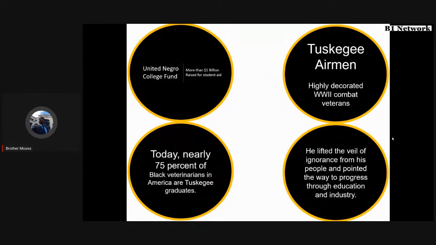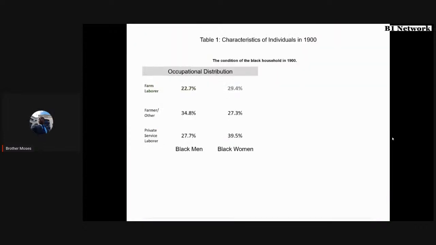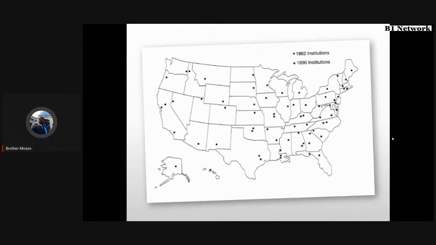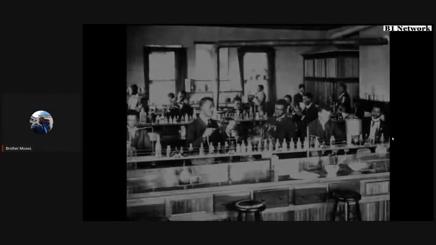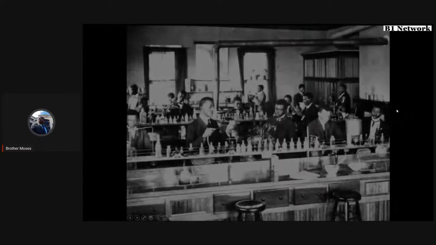Give them some more stickers to put on the side of the board. Give them the why, was it important? Give them the data, and then show that he was an originator in STEM education. In this classroom, this was Booker T., George Washington Carver right here. He was actually the dean.